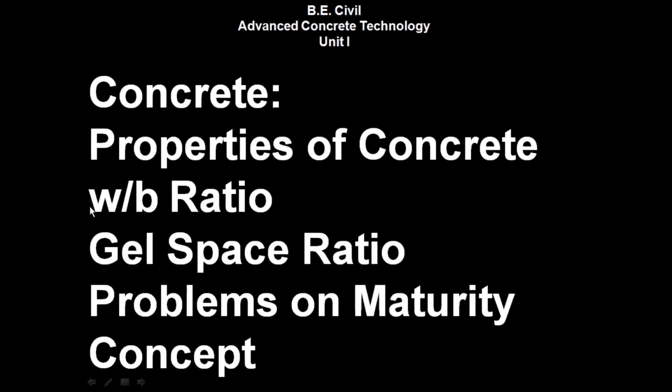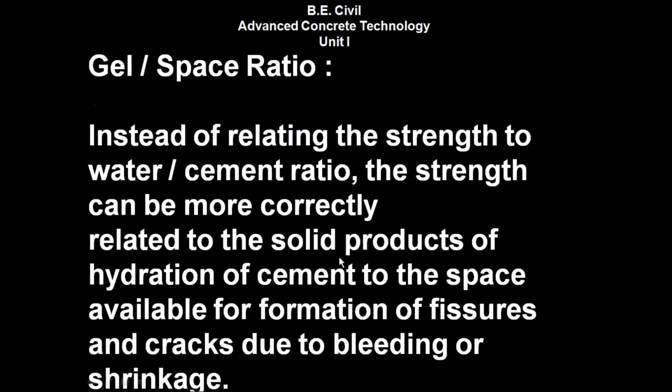So now we have seen water binder ratio. Now we will see gel space ratio. So the gel space ratio, instead of relating the strength to the water cement ratio, the strength can be more correctly related to the solid products of the hydration of the cement to the space available for the formation of the fissures and the cracks due to bleeding or the shrinkage, which we have seen earlier.